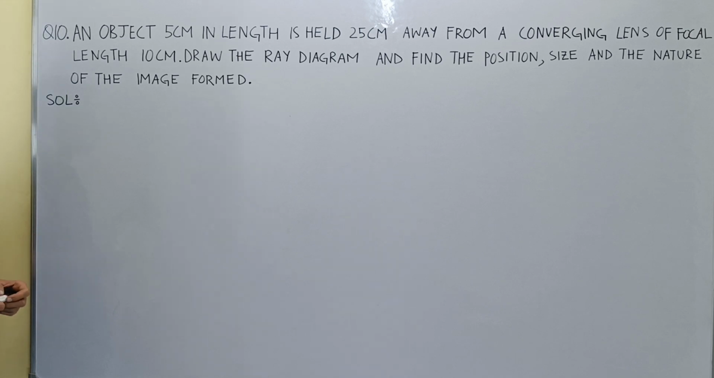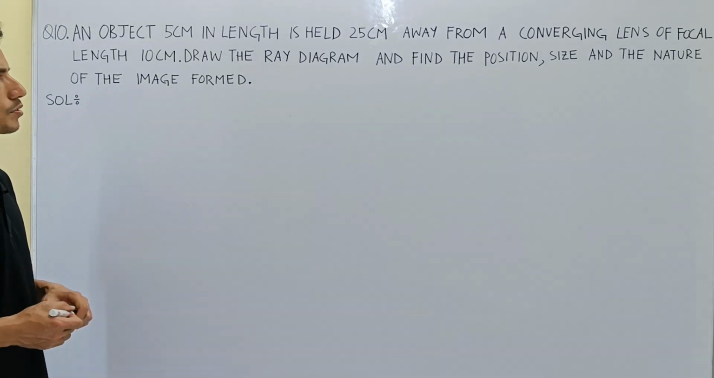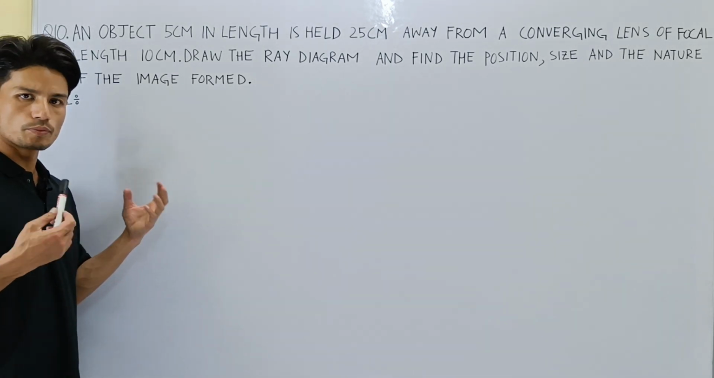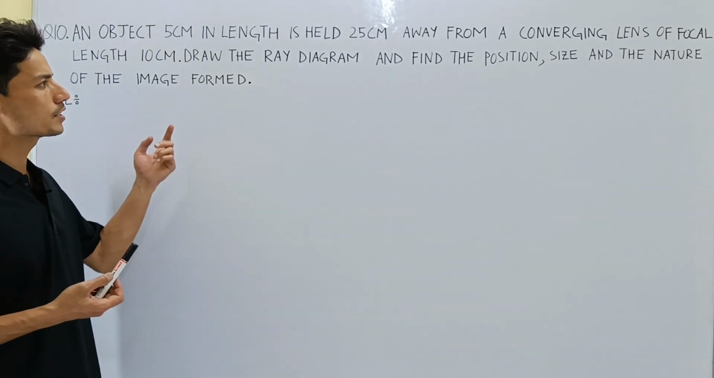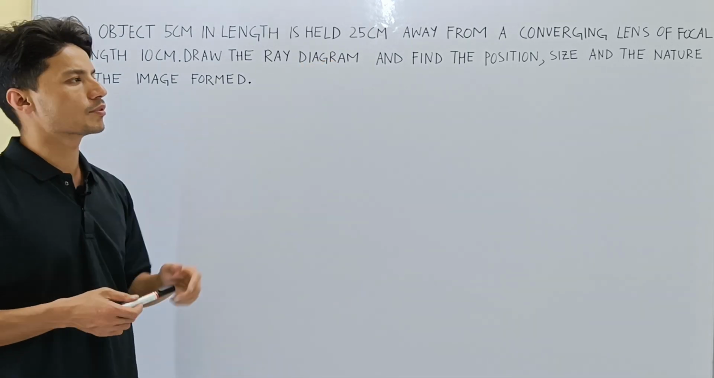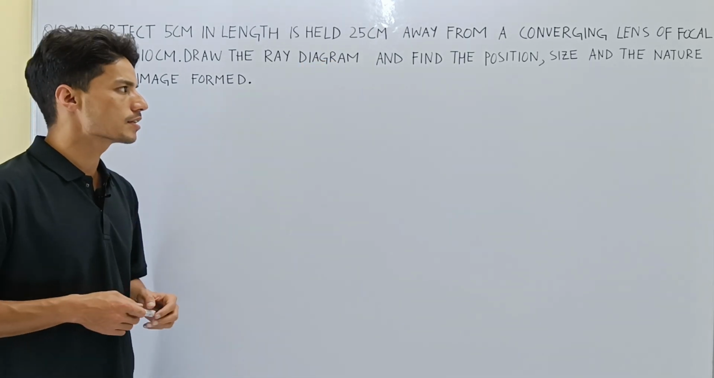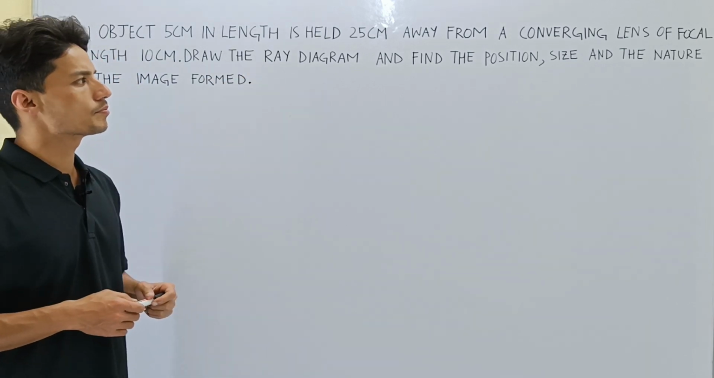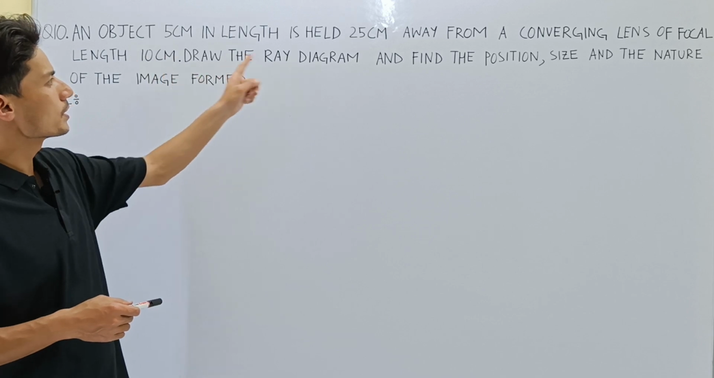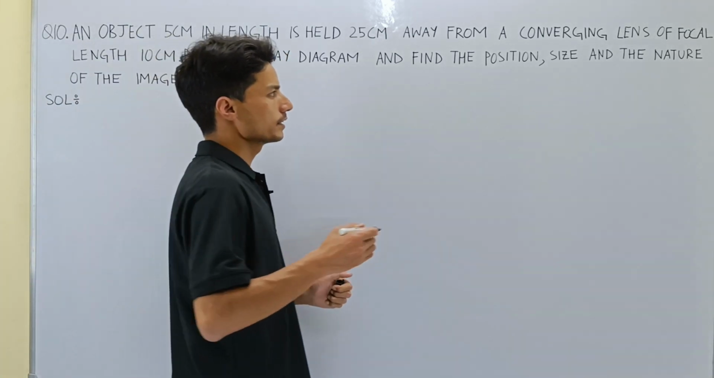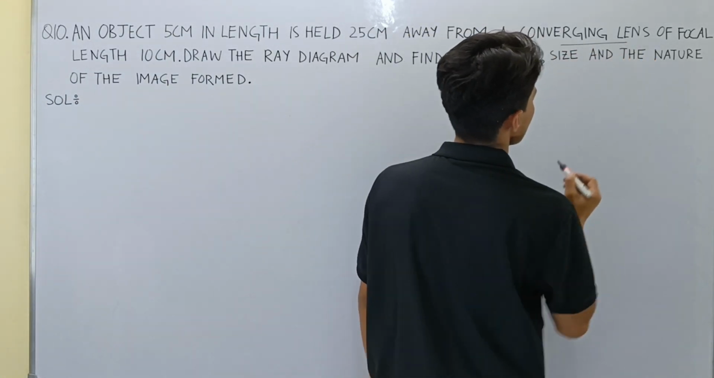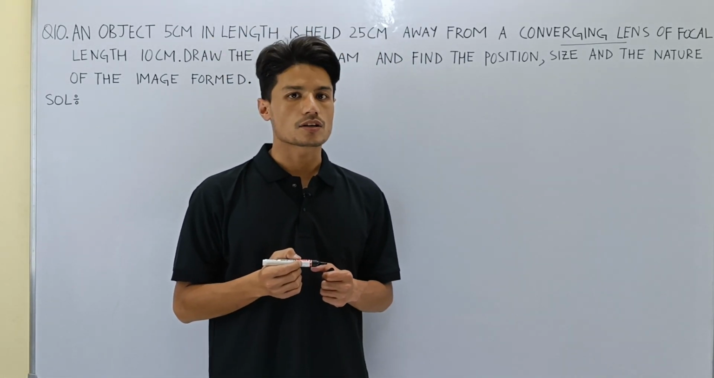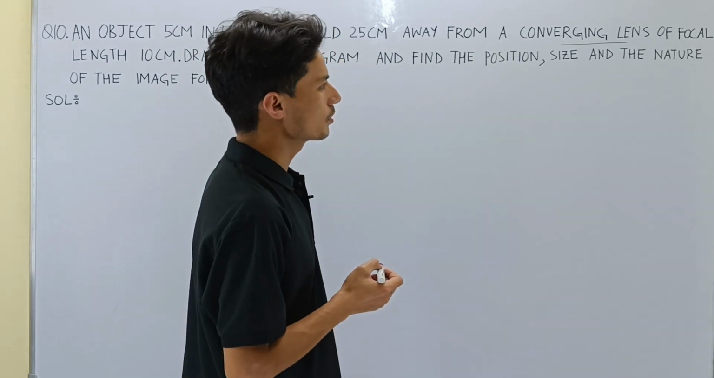So this is a question on convex lens. Remember what I told you earlier: every time you solve a numerical problem on lenses and mirrors, the first thing you should do is identify the type of lens if it is a question on lens, or the type of mirror if it is a question on mirror. So this is a question based on lens. On reading the question, we identify that the lens is a converging lens. Which type of lens is called a converging lens? It is a convex lens. So this question is based on convex lens.